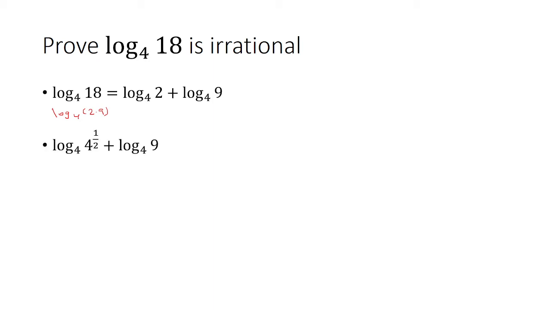Now I can rewrite 2 as just 4 to the 1/2 power, or square root of 4. The 1/2 comes out in front, and we're just left with log base 4 of 4, and that's just going to be 1. So it's 1/2 times 1, which gives us 1/2.